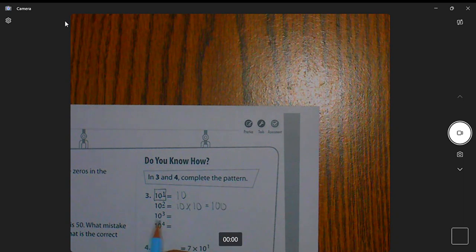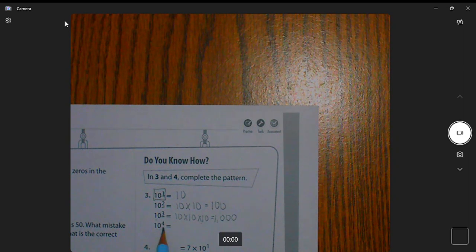10 to the third power is 10 times 10 times 10. What do you think this is? If I know that 10 times 10 is 100, 100 times 10, right, it's 1,000. You remember this from last year.